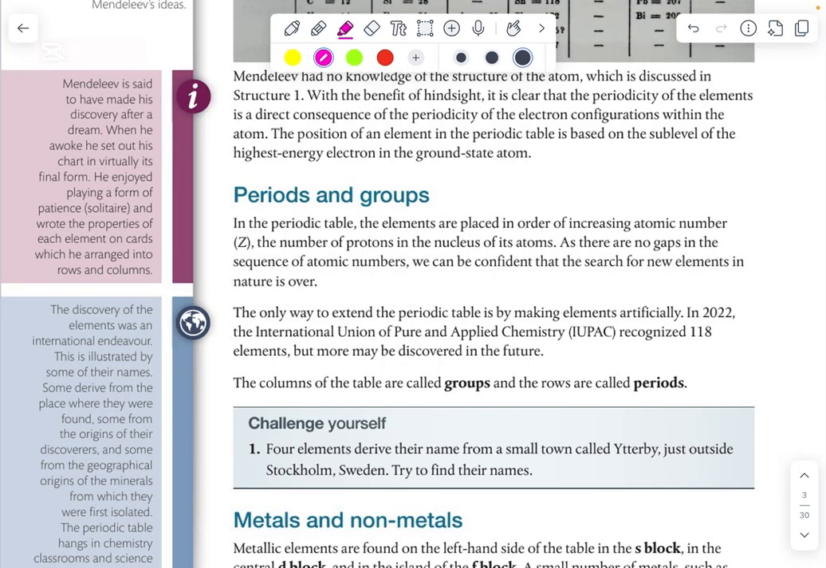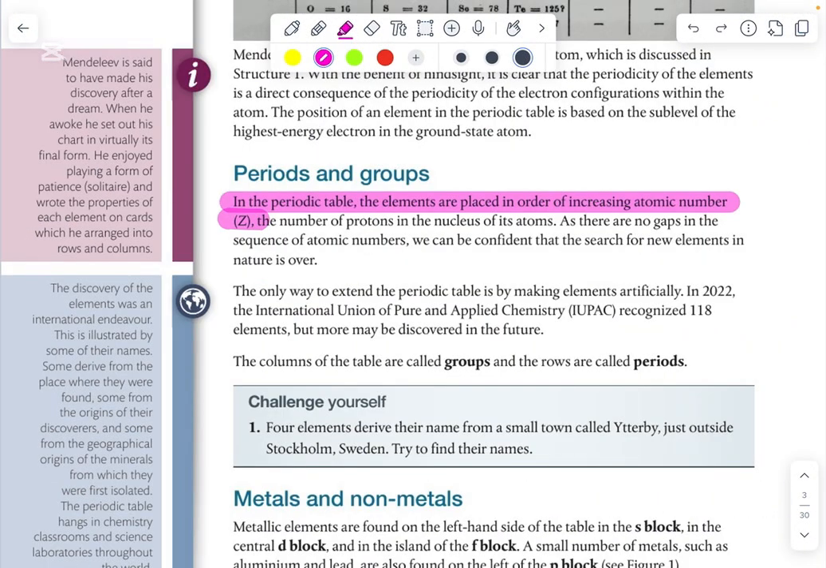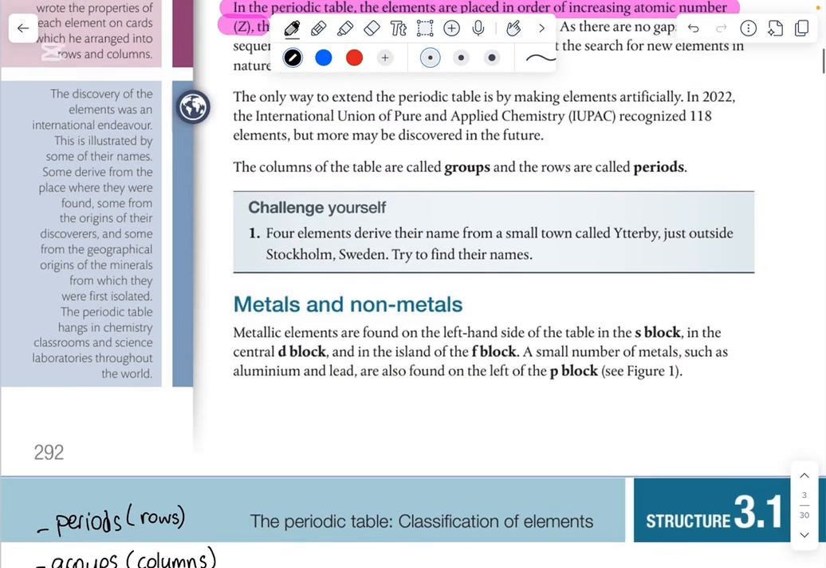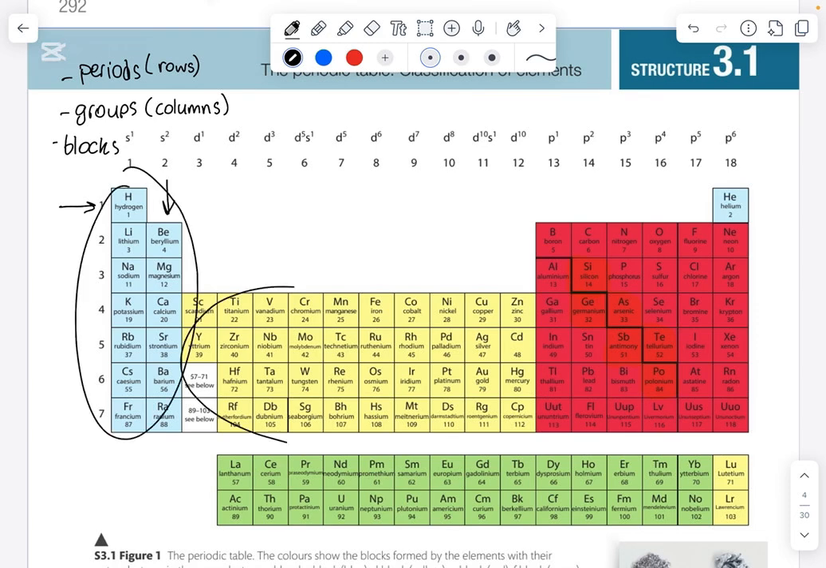Now let's talk about periods and groups of the periodic table. The elements of the periodic table are placed in order of increasing atomic number, which is denoted by Z. The atomic number of an element is equal to the number of protons in its nucleus. This here is an image of the periodic table. As you can see, we have periods, groups, and blocks. The periods are the horizontal rows, the groups are the vertical columns, and the blocks are the big chunks of elements which are colored in the same color.